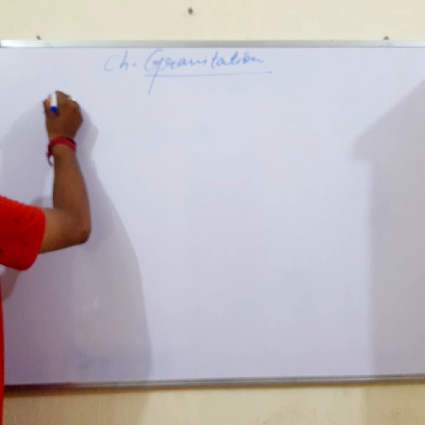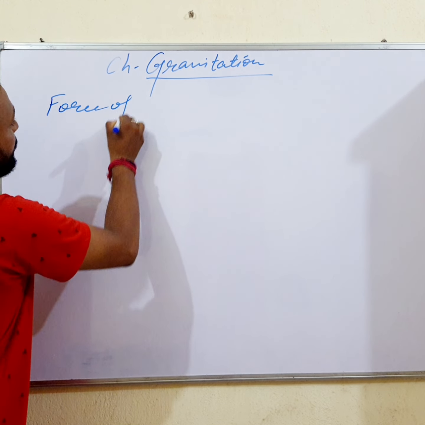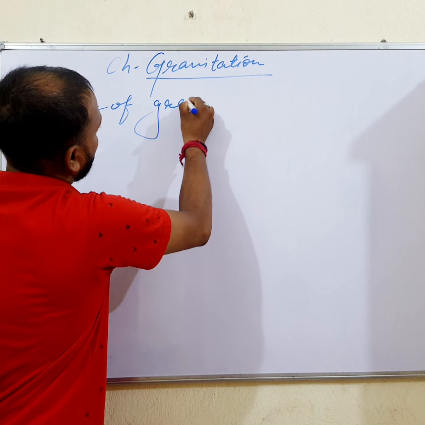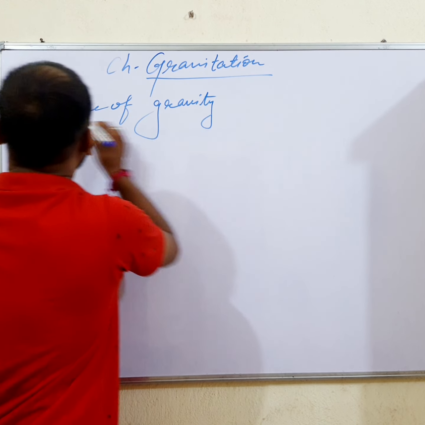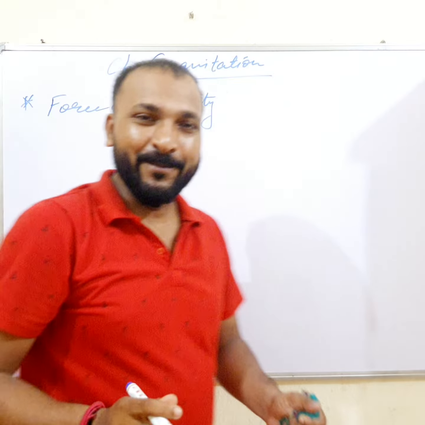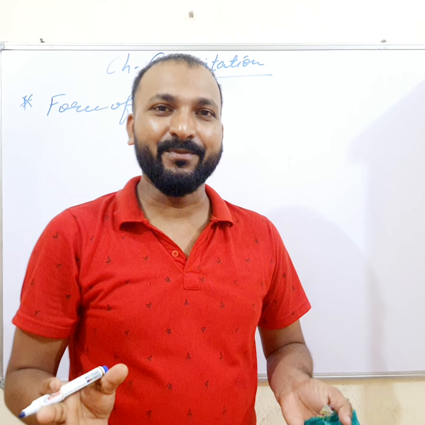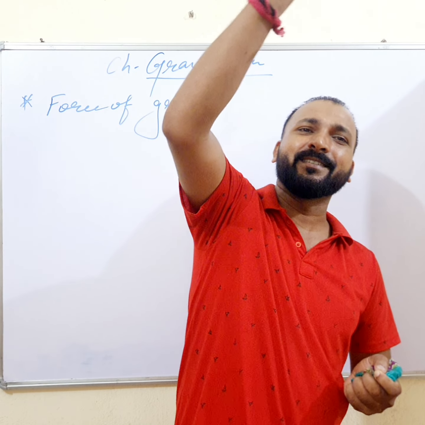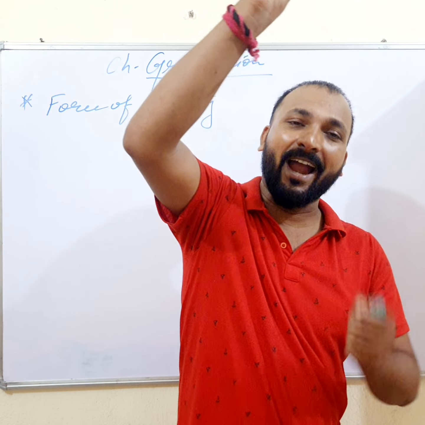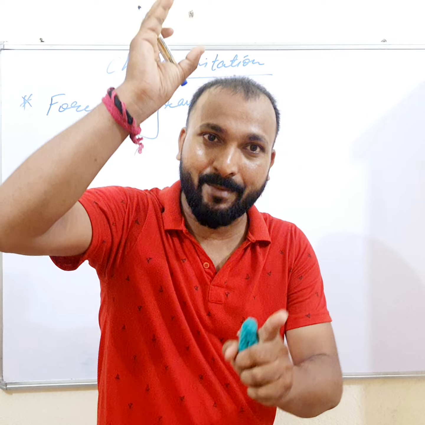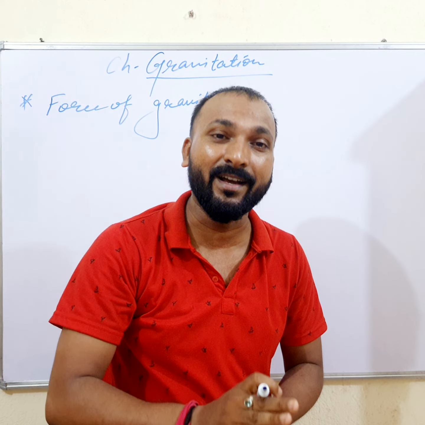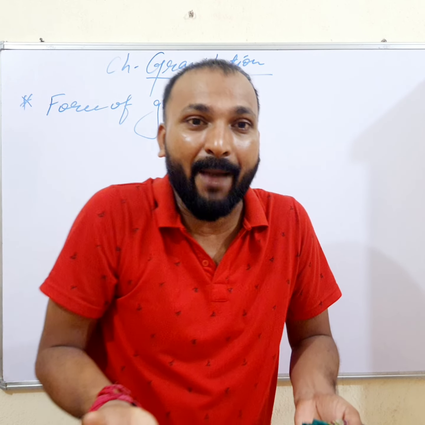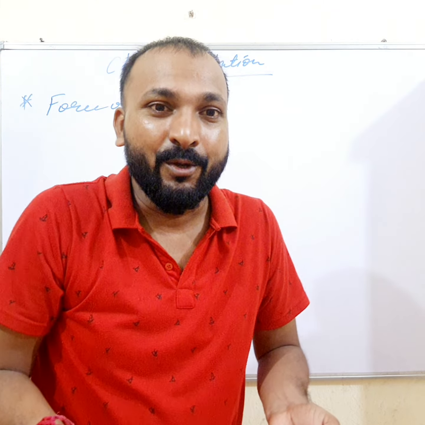Force of gravity. Do you know, my dear, in daily life we observe that if any object is thrown in an upward direction, at the end it attains a certain height that is called maximum height and it falls back towards the earth's surface. Why is it happening? We are not even thinking why it is happening. This is only because of the force of gravity.